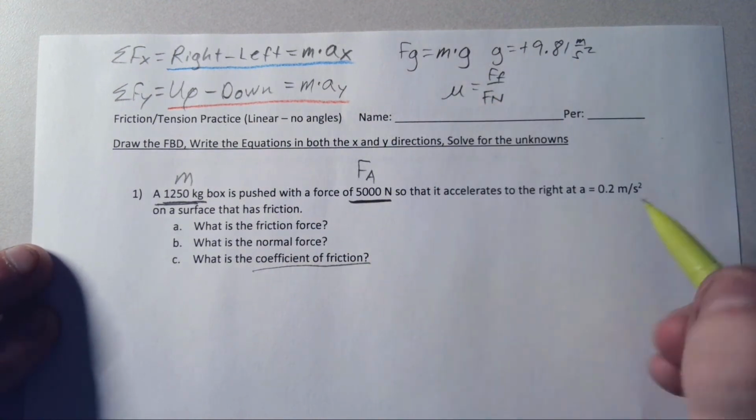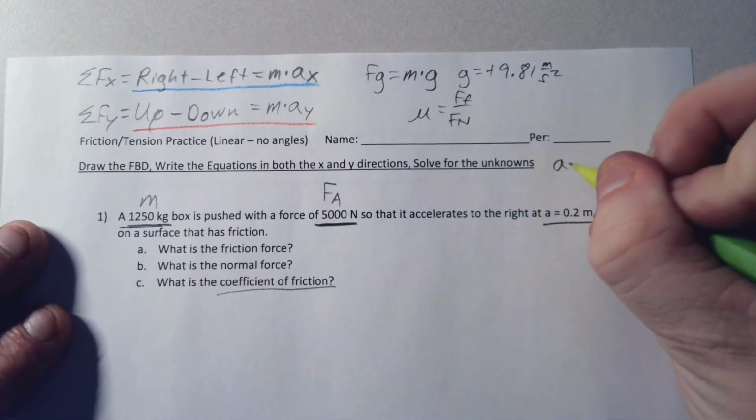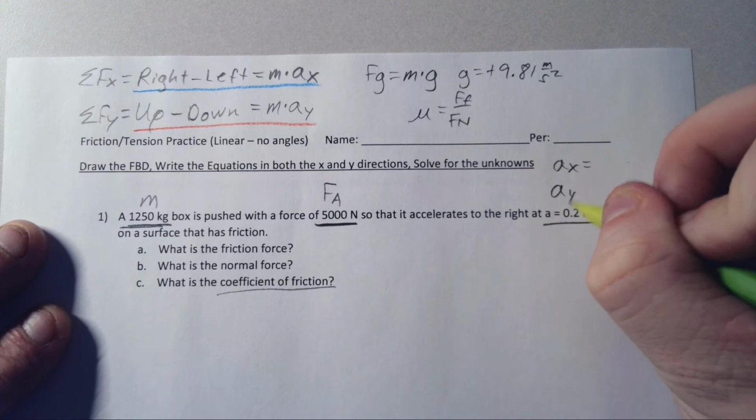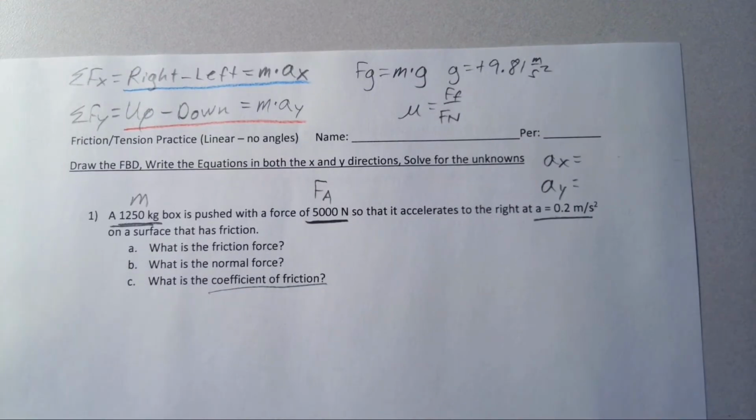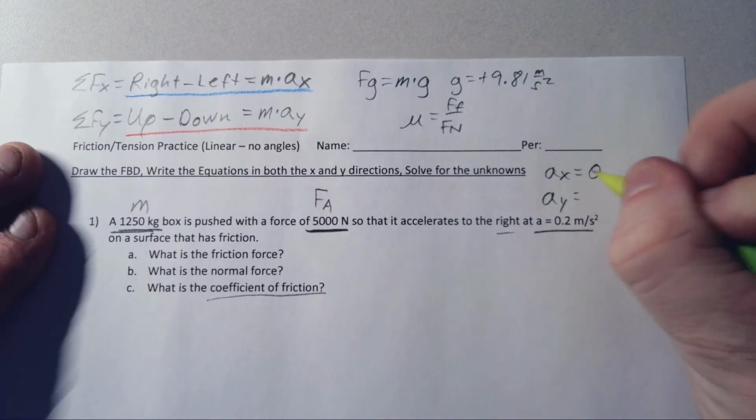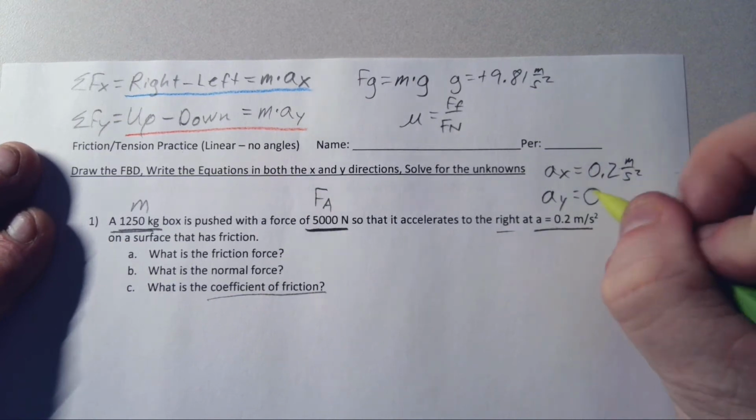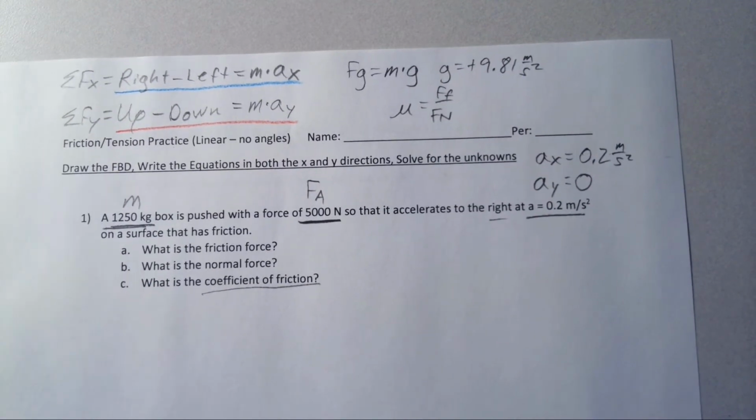It says that it accelerates at 0.2. We should get into the habit of figuring out, is that A of x or is that A of y? A of x means it's accelerating sideways. A of y means up and down. It says it's to the right, so it makes sense that that's 0.2. But why this is helpful is that it will automatically mean that A of y is 0 here.